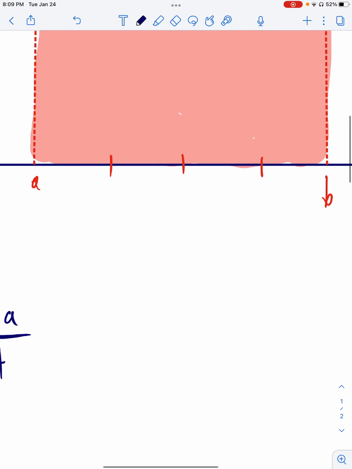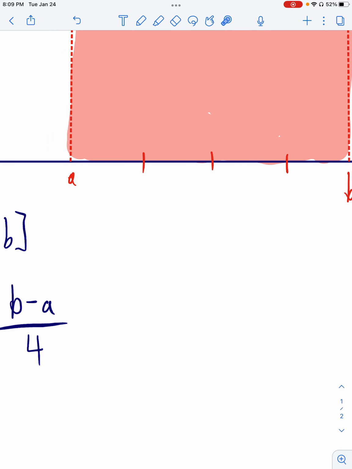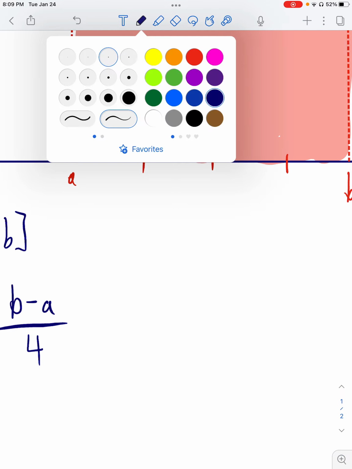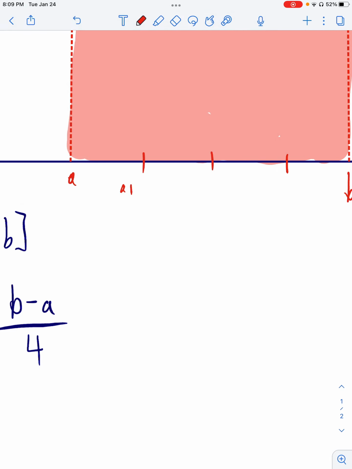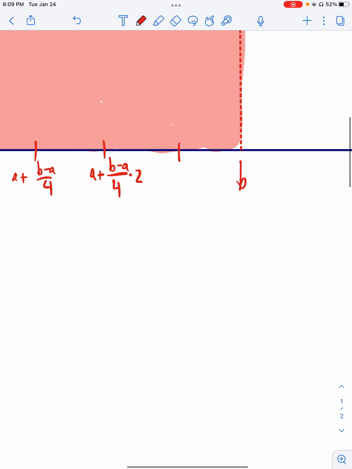That means the x value at this point, I'm waving my pointer all around it, is going to be a. So here's x equals a. If we go to the right by b minus a over 4, this x coordinate is a plus b minus a over 4. If we go to the right by b minus a over 4 again, this next x coordinate is a plus b minus a over 4 times 2. And then that next x coordinate would be a plus b minus a all over 4 times 3.